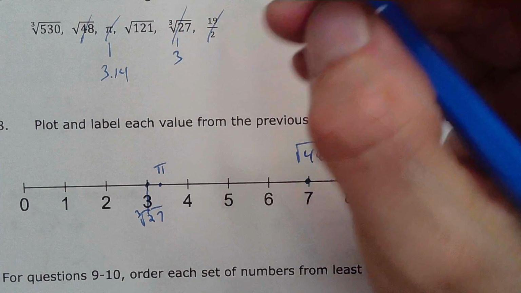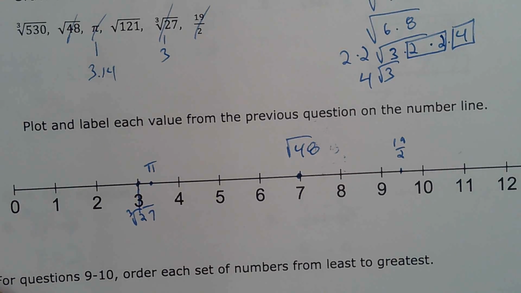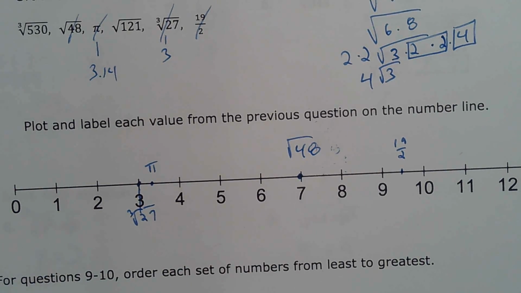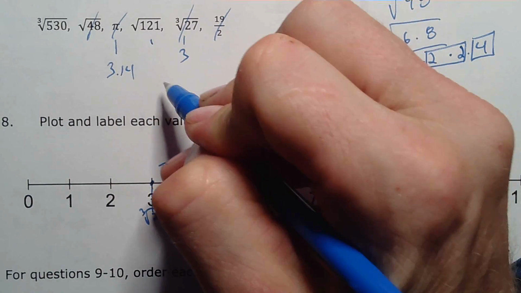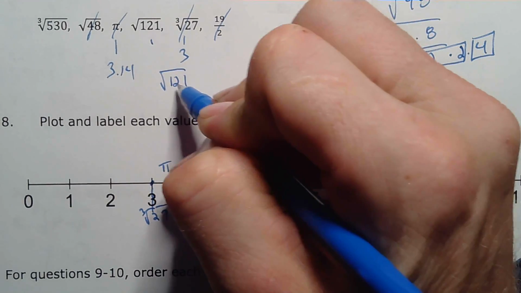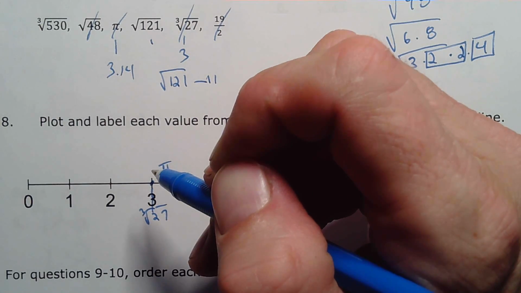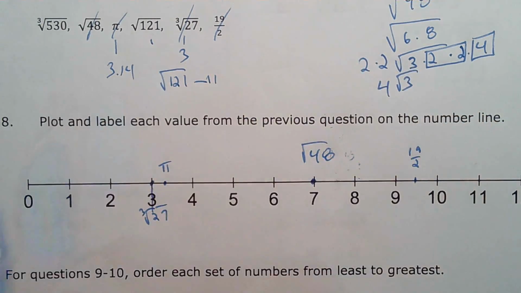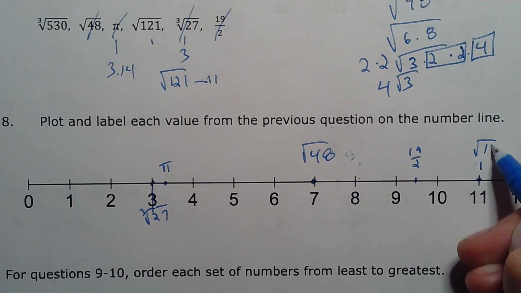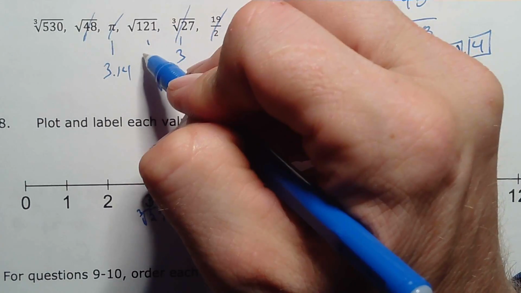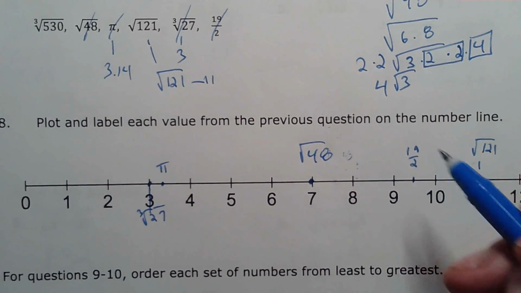Okay, and then we have the cube root of 530. If you remember your factoring, we can break down 530. Let's do 121 here. This is the square root of 121, that's 11, so that's way out here. This is the benefits of having memorized your tables.